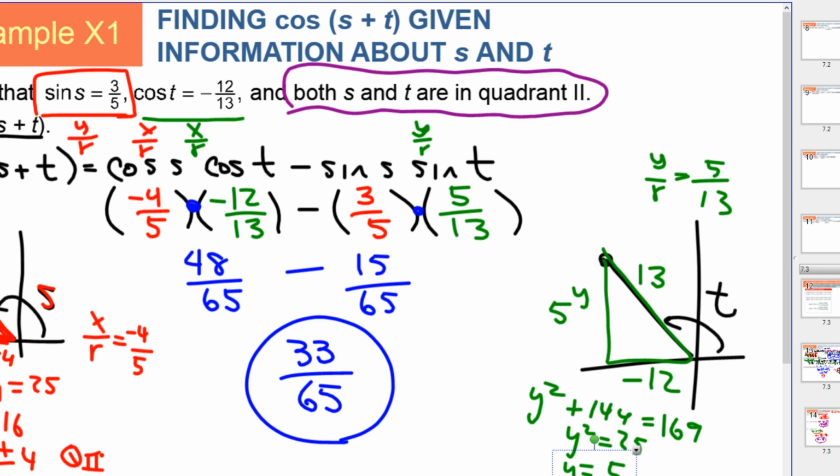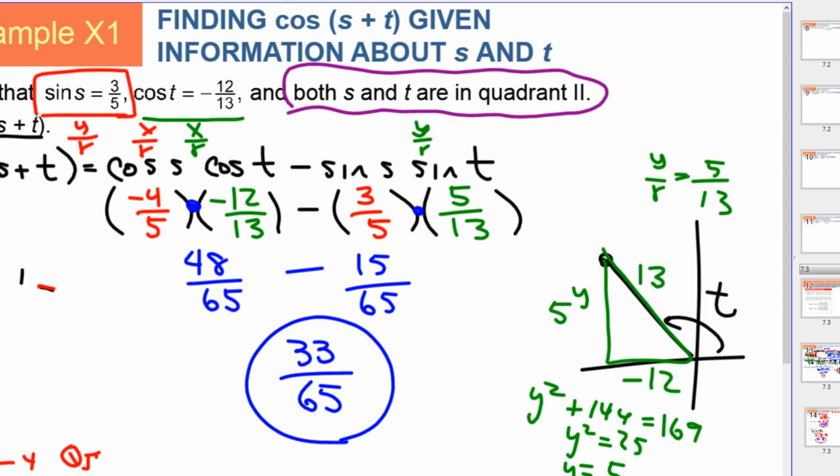Yeah, there is a way to do that without the pictures, okay? If you were going to do that without the picture, and maybe you'd rather do this, I wouldn't, but maybe you would, okay? Check it out. We know, let's see, where are we at? They gave me sine S was 3/5, and I wanted cosine, what did I want? Yeah, cosine S.